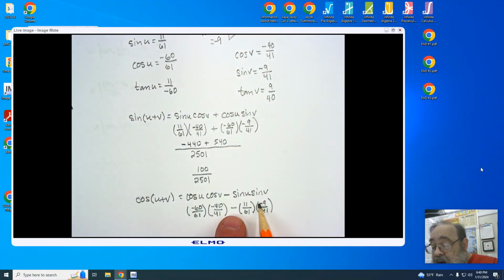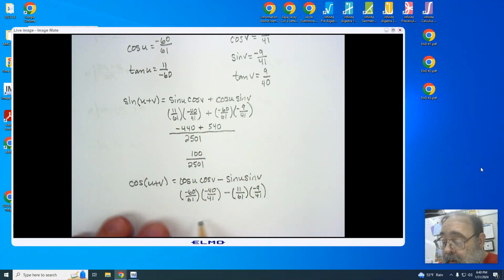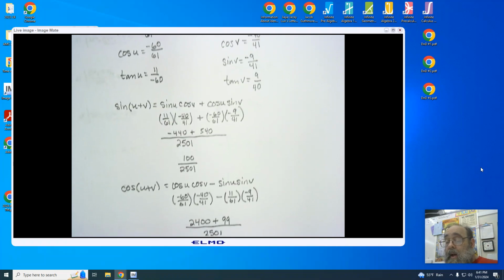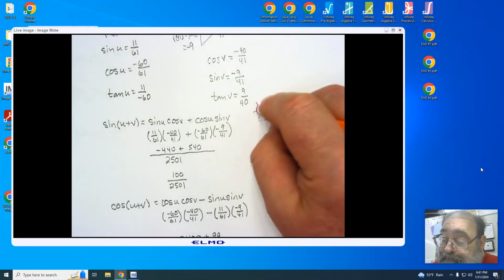Notice that we will have a sum because of the double negative, and we will also have a double negative. Notice the product will end up being the same for both. So I'm going to go ahead and put down 2,501 and save myself some time. When I am multiplying the 60 times the 40, I am getting 2,400. Once again, we have the sum, and we have 99. I end up with 2,499 over 2,501.